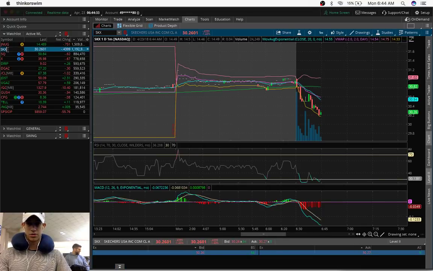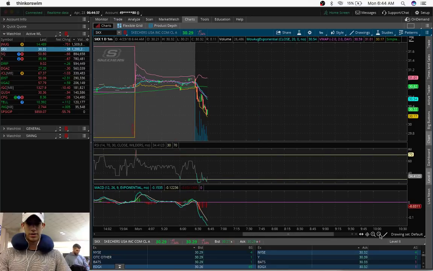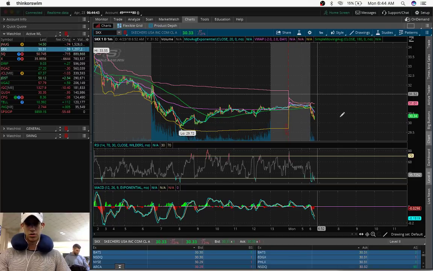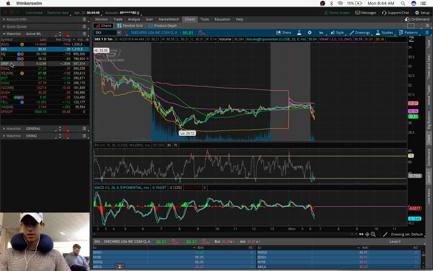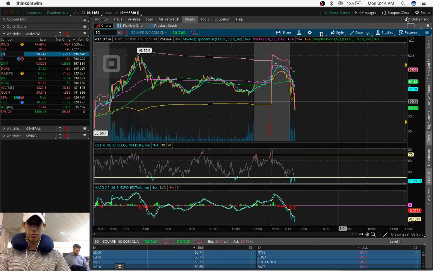This is Skechers. Skechers after its huge drop, just like we called out yesterday. I still think that it's a little bit too early to tell. I think it's still going to continue to drop, maybe to $25, and then the news and that catalyst will most likely die out. Let's take a look at SQ. SQ is definitely pulling back.